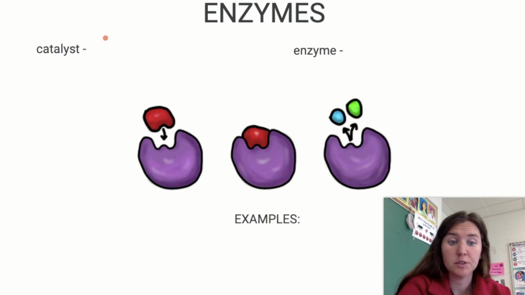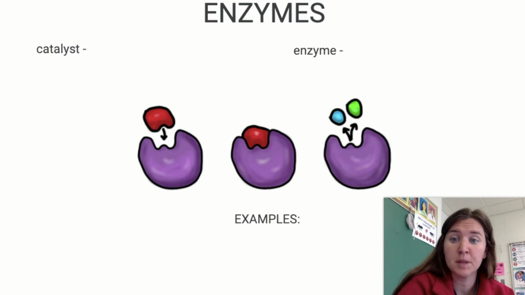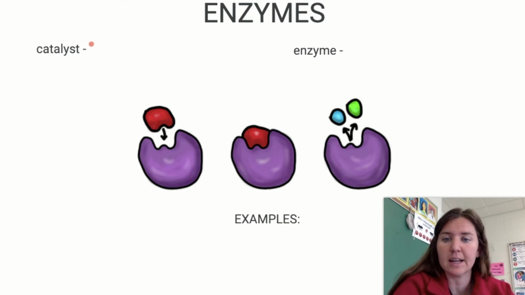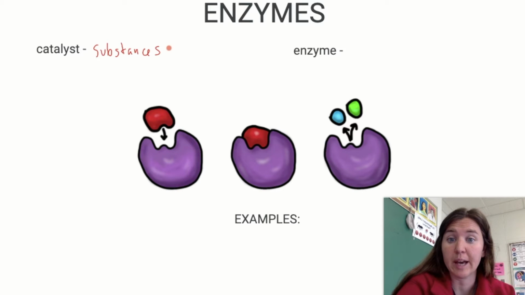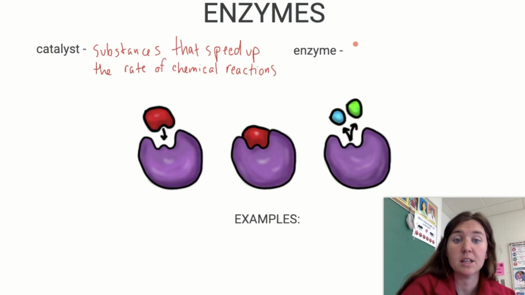All right, so we're going to review enzymes a little bit. Enzymes we learned about at the beginning of last semester, so it's been a while. But first, catalysts. These are substances that speed up the rate of chemical reactions. Enzymes, then, it's just a little bit more specific. These are catalysts that are found in living things.